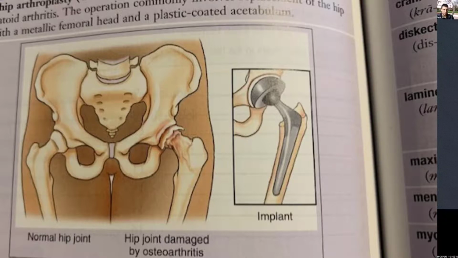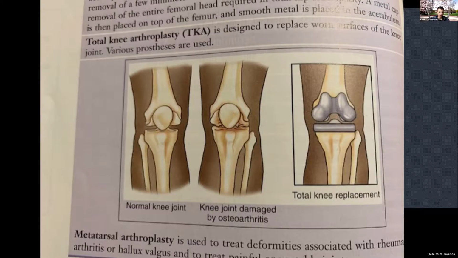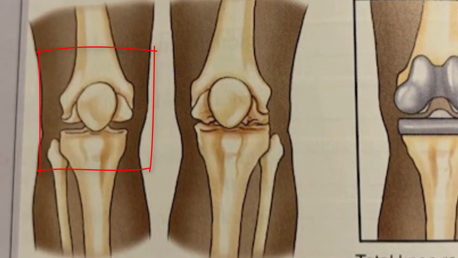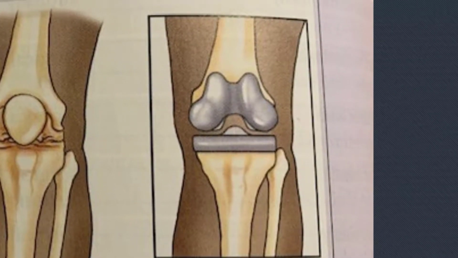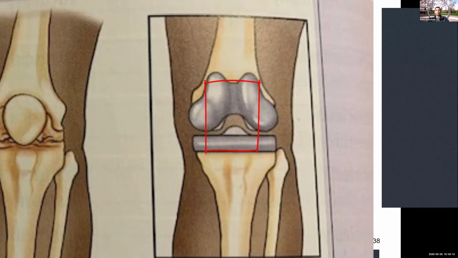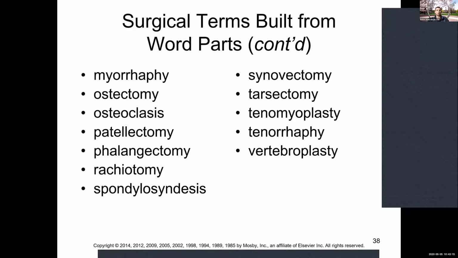Kind of similar with the knee. You can see that knee with the osteoarthritis and all kinds of problems there where it's no longer freely articulating at that knee joint until they, again, cut those sections out and then replace them with these metal implants that are going to allow for a good articulation of that joint moving forward.